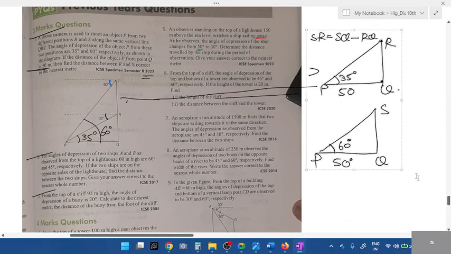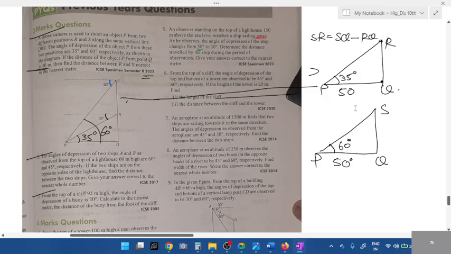Go through the question. Yeah, for the second one I'll check. The angles of two ships A and B observed from a lighthouse 60 meters, 45. If the two ships are on opposite sides. What about the second question? Opposite side or same side? Opposite side. Angle of depression or elevation? What question is this? Depression.